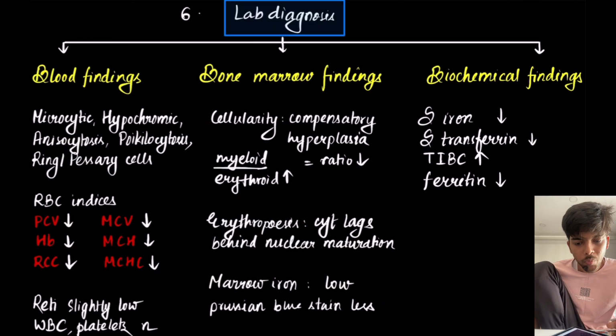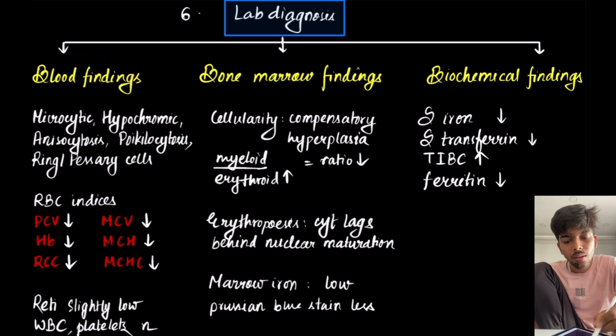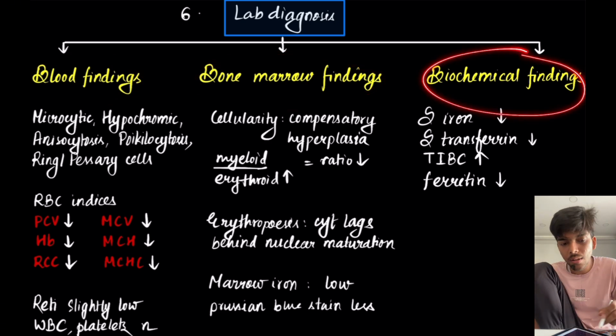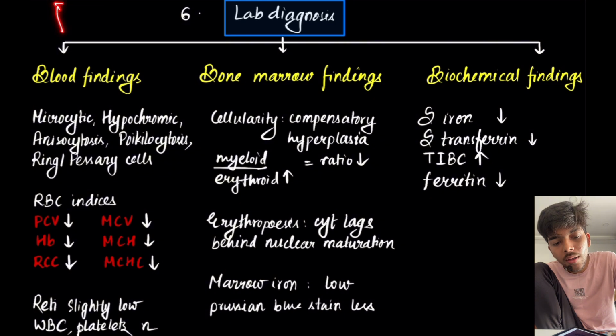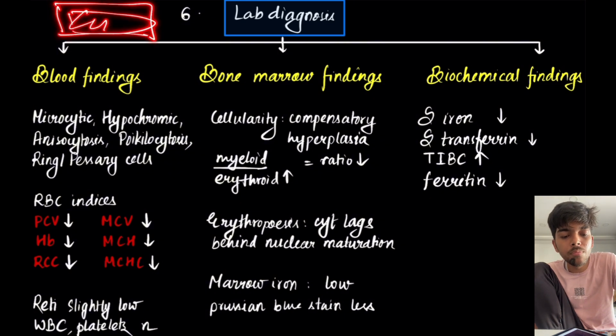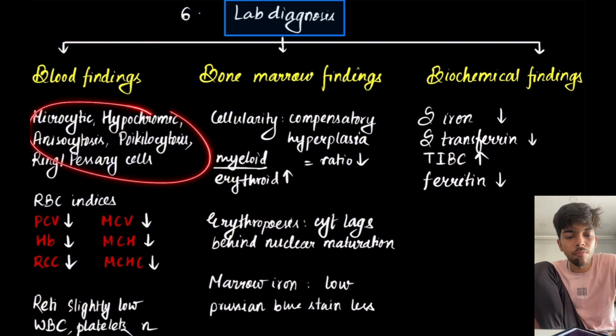Okay. Lab diagnosis. Number 6. Under lab diagnosis, there are 3 different findings for all sorts of anemia: blood finding, bone marrow finding, and biochemical finding. You take a person suspected of anemia, draw blood, make a blood smear on a slide, and observe it under a microscope, you will find these.